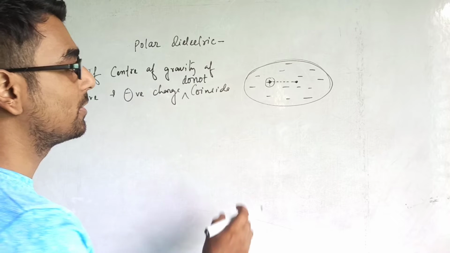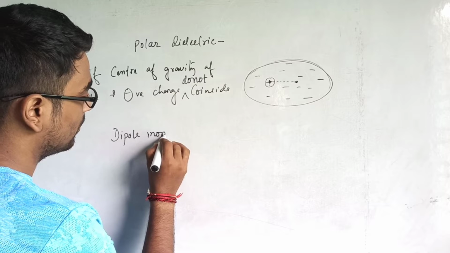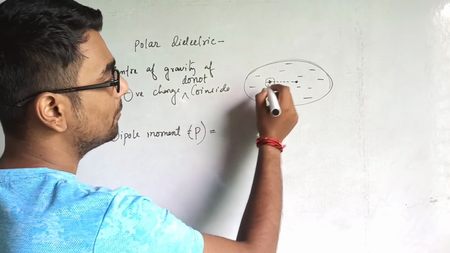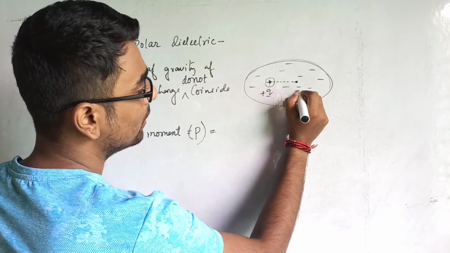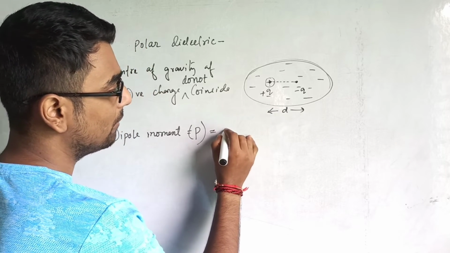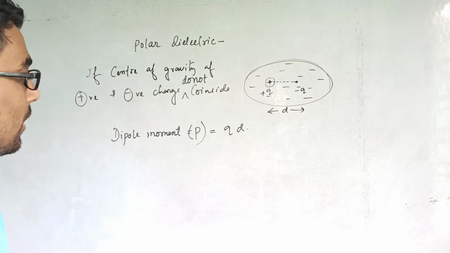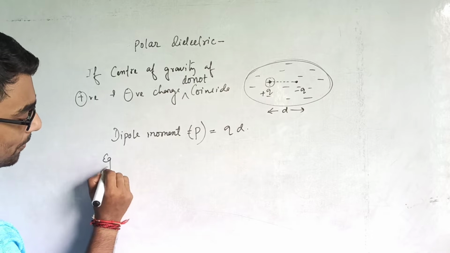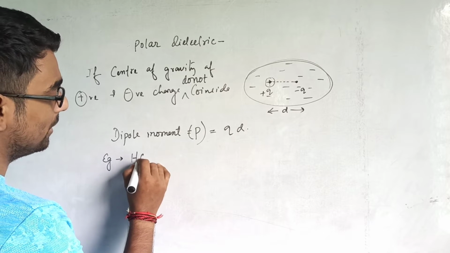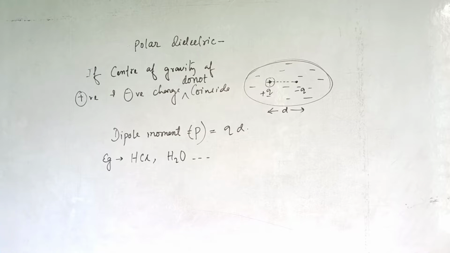So there exists a dipole moment, which will be given by P, and if the charge here is plus Q and here is minus Q, and the separation we take as D, it will be given by Q into D. Okay, P is equal to Q into D. If we give a few examples of polar dielectric, we can give HCl, H2O, and many more.